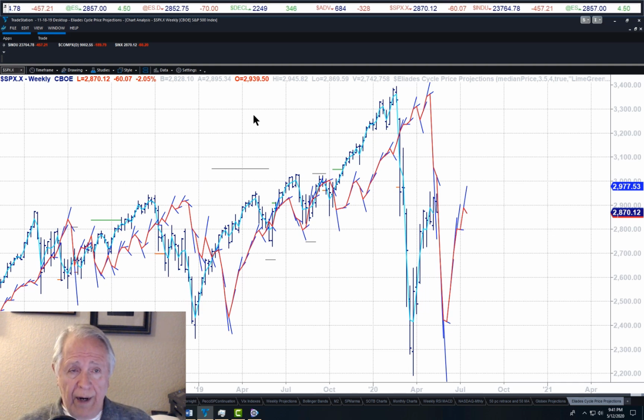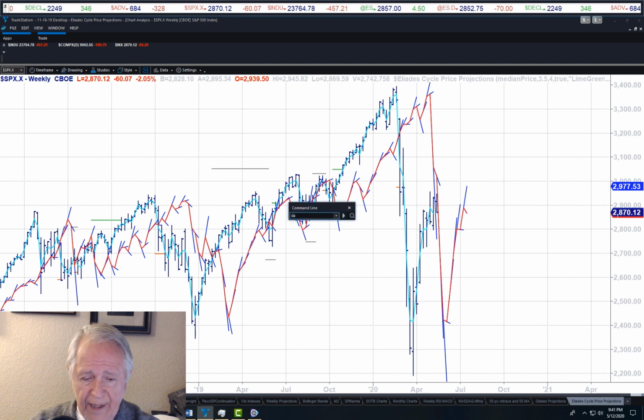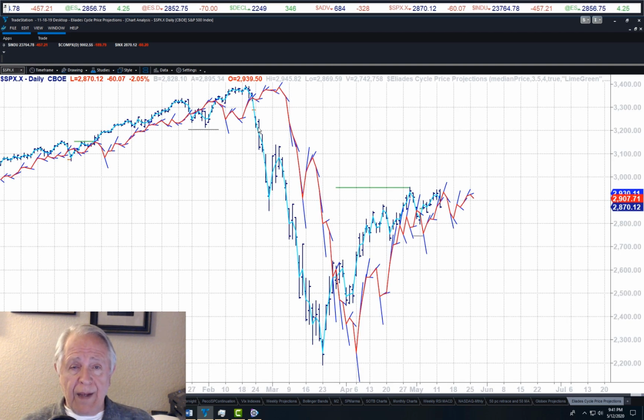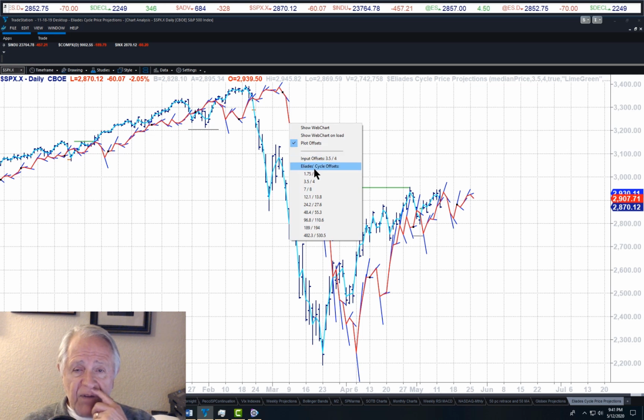let's go down one level and make this a daily chart. We can keep that same SPX symbol there, the S&P cash, and simply write DAILY. And we now have a daily chart on the S&P. But watch what happens. The program is intuitive. It knows that you're on a daily chart. And now when you click on one of the offset lines, it gives you the default offsets for daily charts.